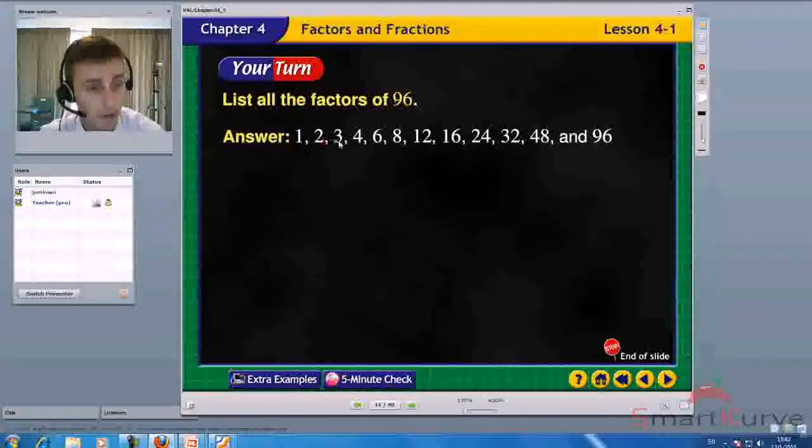6: it's divisible by both 2 and 3, so it's divisible by 6. It's divisible by 8, 12, 16, 24, 32, 48, this is half of 96, and 96. These are all of the factors of 96.